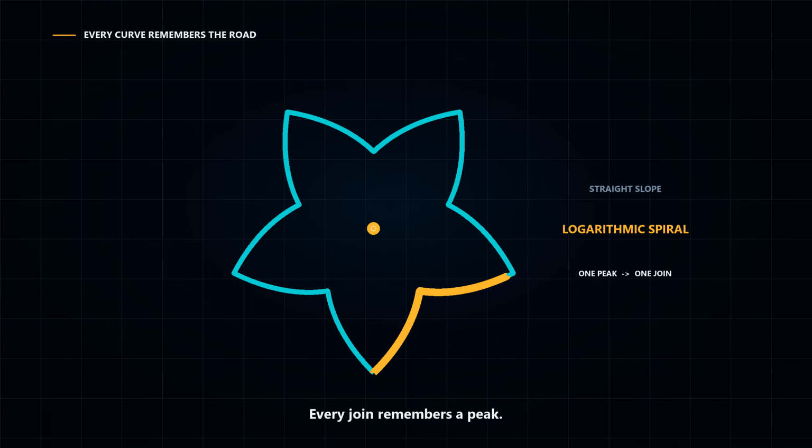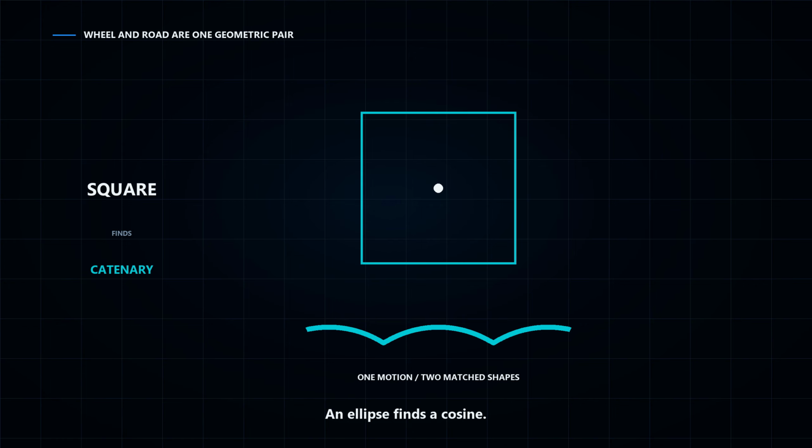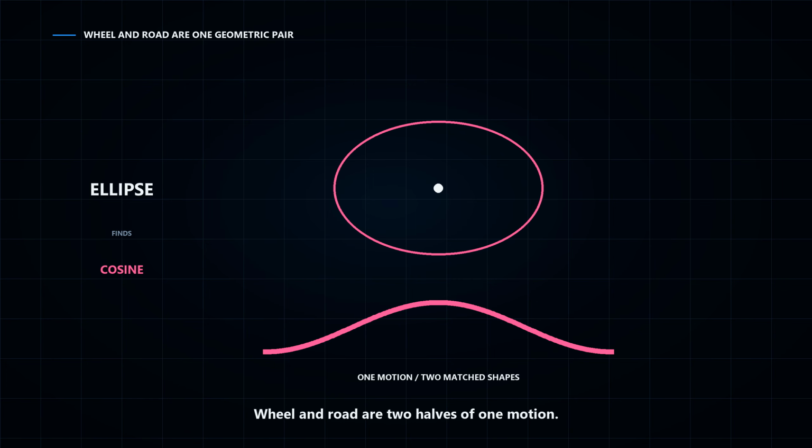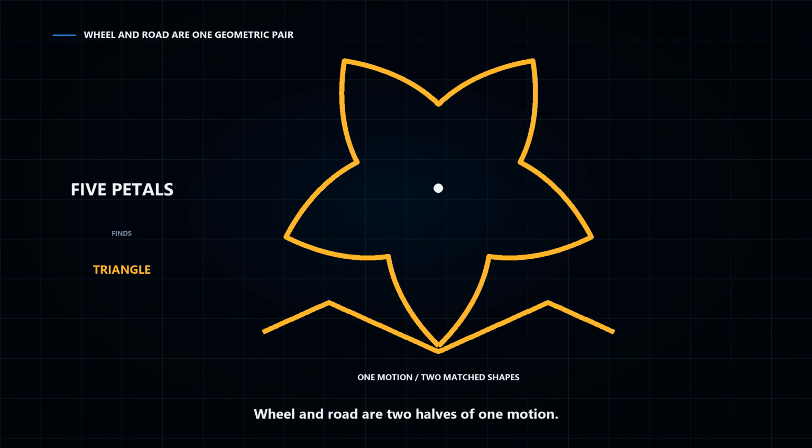The same idea creates entire families of pairs. A square finds a catenary road. A focus-centered ellipse finds a cosine road. And this 5-petal wheel finds our triangular road. Wheel and road are 2 halves of one motion.